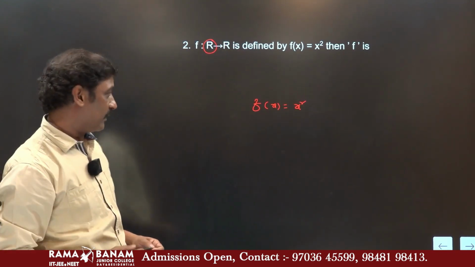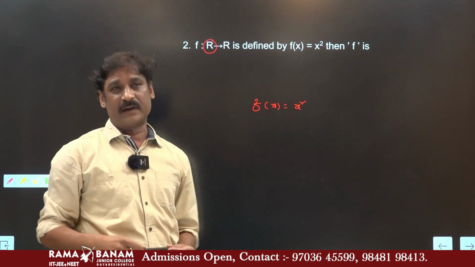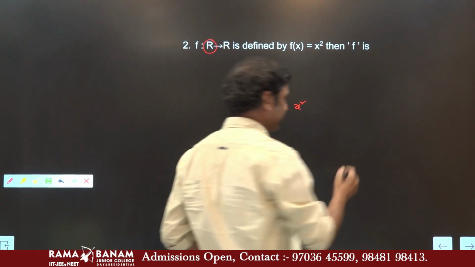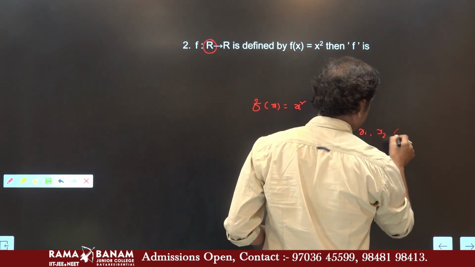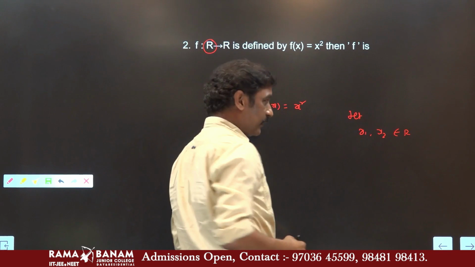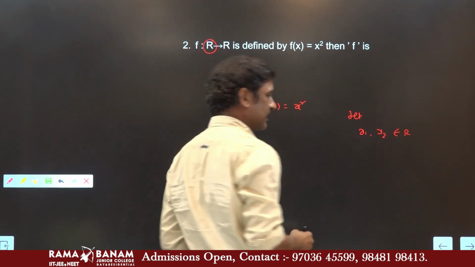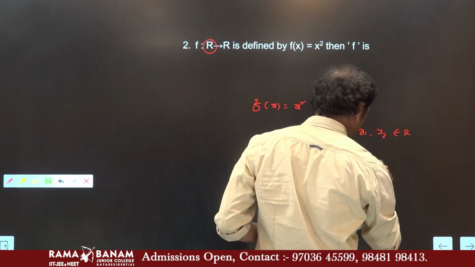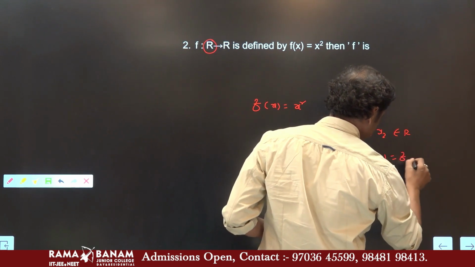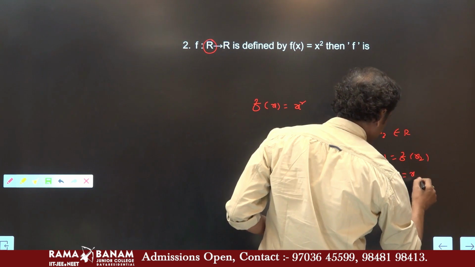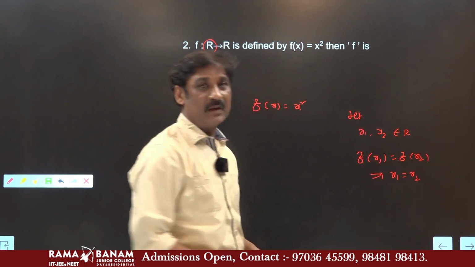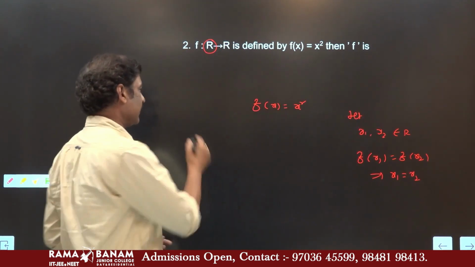The first method: we have one condition for a 1-1 function. Let x1, x2 belong to R. There is a condition, and I am going to write the condition here beside the problem. f of x1 is equal to f of x2 implies x1 should be equal to x2, which is said to be a 1-1 function. That is the first method.